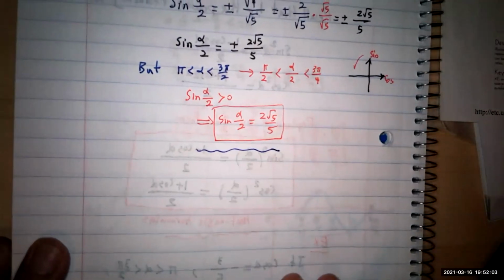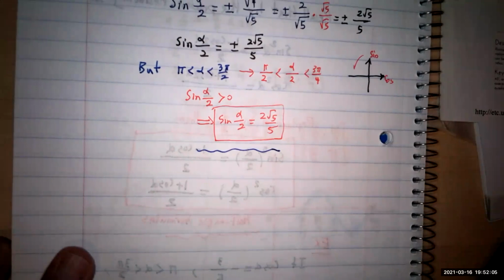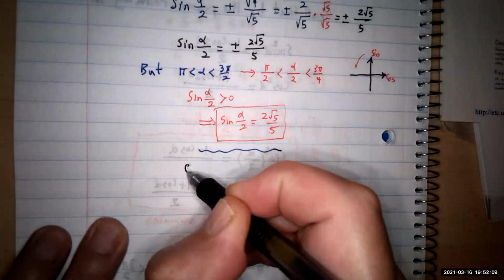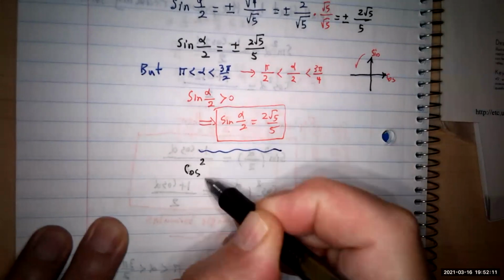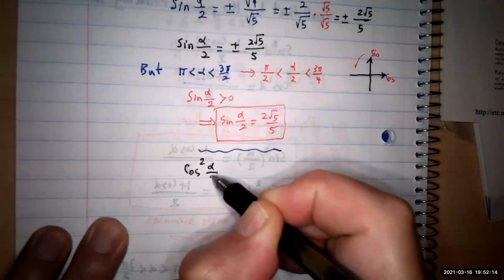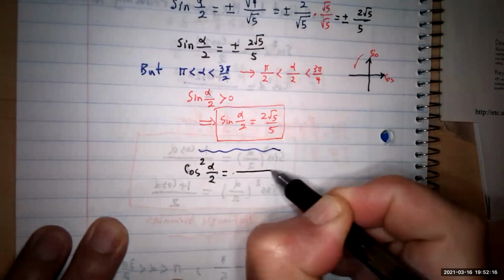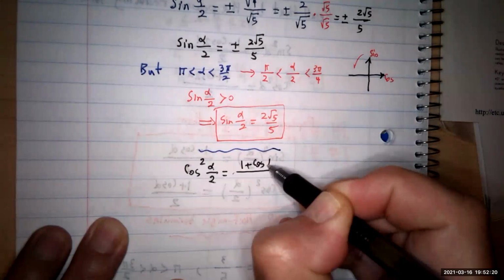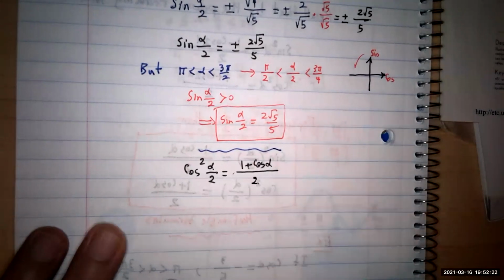You have to repeat it for the cosine. Cosine is going to be easy because you already got all the information that you need. So we start with the cosine square again, cosine square of alpha half. The only difference is going to be 1 plus. It's going to be 1 plus cosine of alpha, divided by 2.